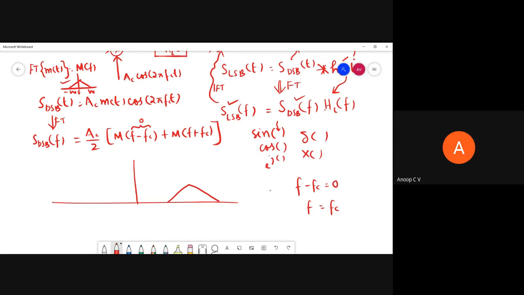So this is fc, and this part will be M of f minus fc. This part will be Ac by 2 times M of f minus fc, and Ac by 2 M of f plus fc will be this part, with Ac by 2 M of f. So this is minus fc. I'll draw it. This is S DSB of f, the spectrum of the DSB signal.